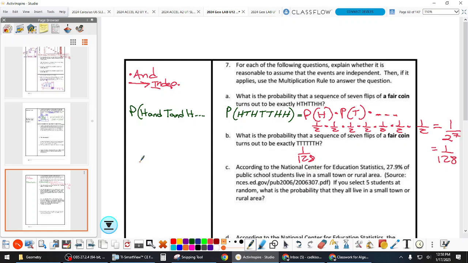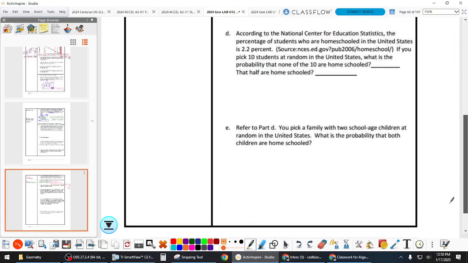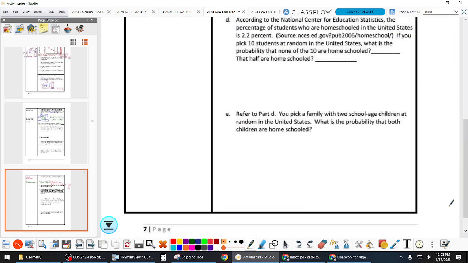Okay, so big idea with those, you can multiply as long as you're still dealing with independent probability. You can just multiply all the way across. Okay, how about this one? And then I want to show you the tree, and then let's see where we are with that.